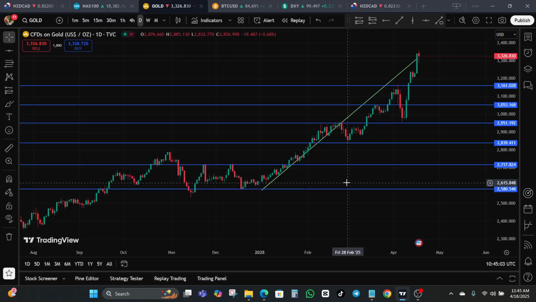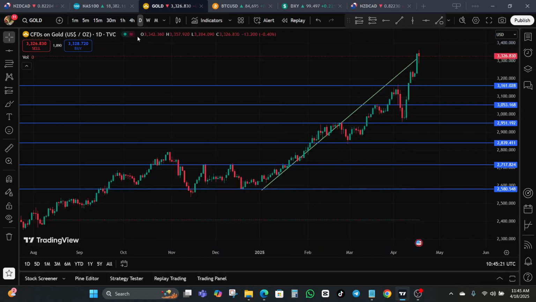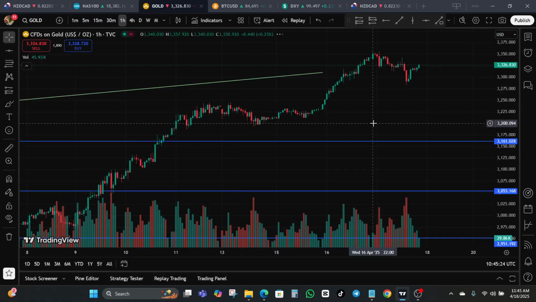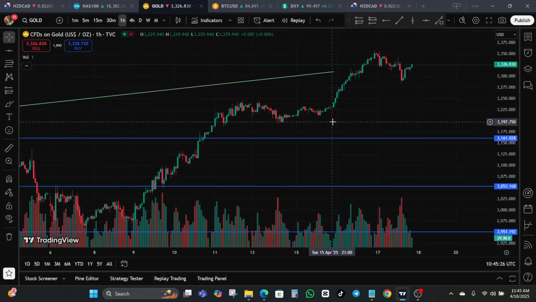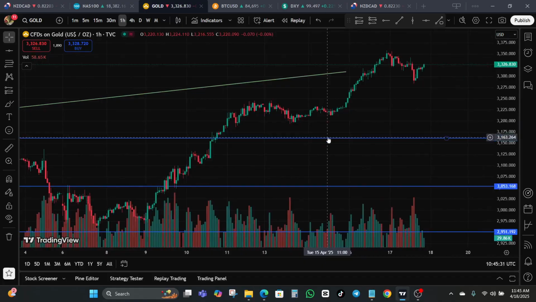When it does, you are looking for a combination of two things. One is a volume spike, and the second is rejection. Volume spikes show interest at that level. So let us just add the volume indicator because we're going to need it for observing volume spikes. When price retests a key level, remember that we're only interested in buy trades. So when price retests a key level, you look out for an increase in volume.